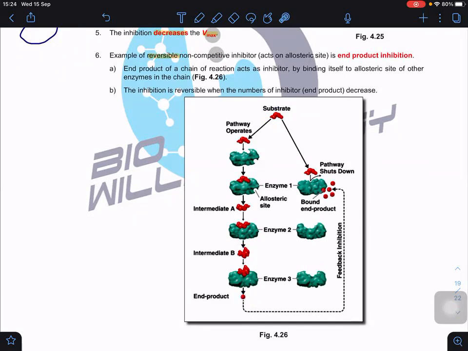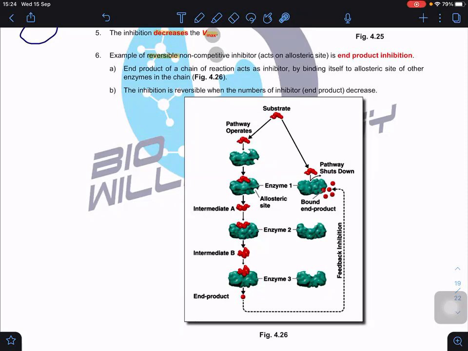So I need to cleave it, make it smaller and smaller. Can you see that? Each step requires a specific enzyme. Can you see that? Each step requires a specific enzyme. So what will happen here is when the substrate binds to the enzyme, definitely no problem. The enzyme still can function and result in the production of the end product. But now, let's say I have more and more end product already, more and more end products, why?